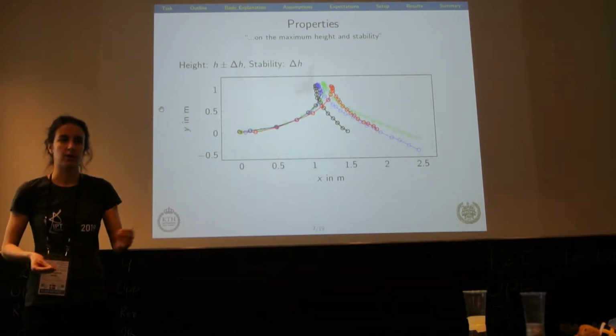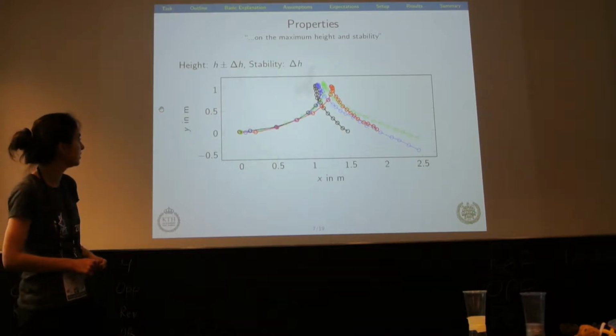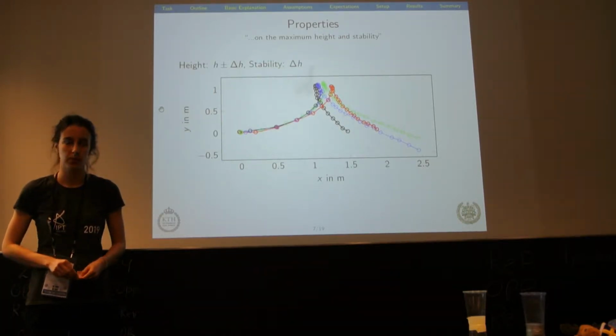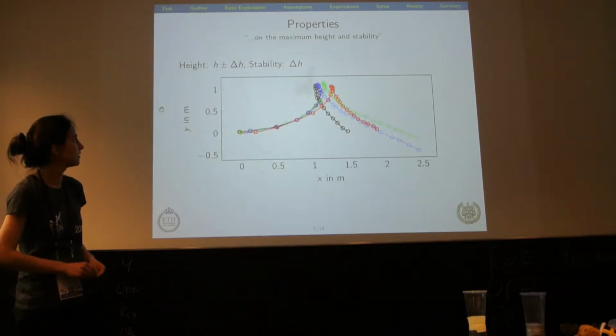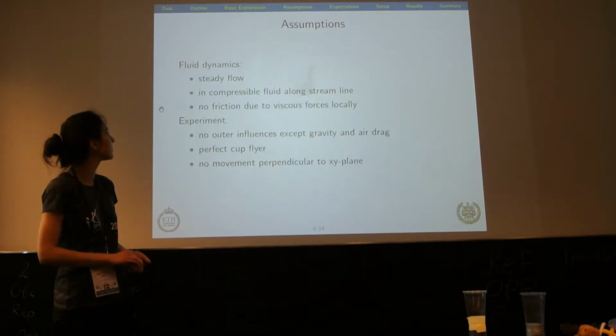So just some clarification before we move further: we should investigate the maximum height and the stability. The maximum height is the height we measure and the error within it, and the stability we will consider as the error in the height we measure.